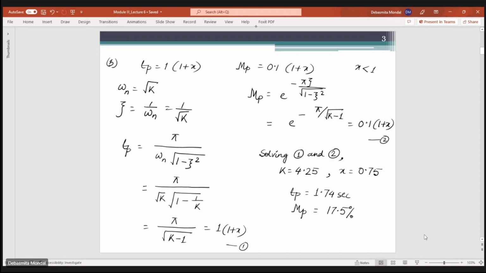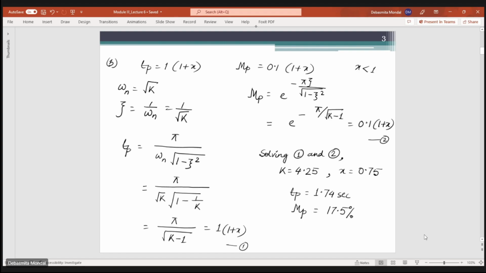So now you have two equations with two unknowns. One unknown is k, another unknown is x. If you solve these two equations, you will find that the value of k becomes equal to 4.25 and x is equal to 0.75. So here you can say that when the value of k is equal to 4.25, the value of the peak time is approximately 1.75 seconds, and the value of MP has increased to 17.5%. So that means in both the cases the percentage change remains the same.